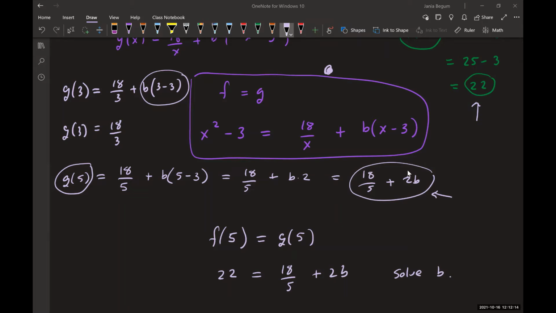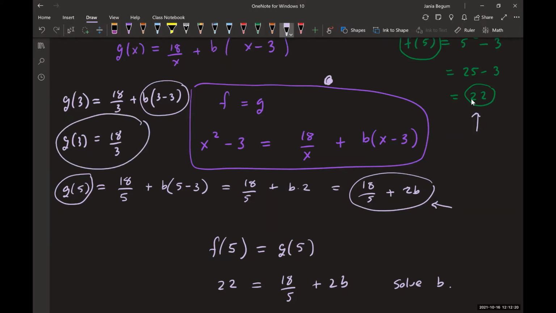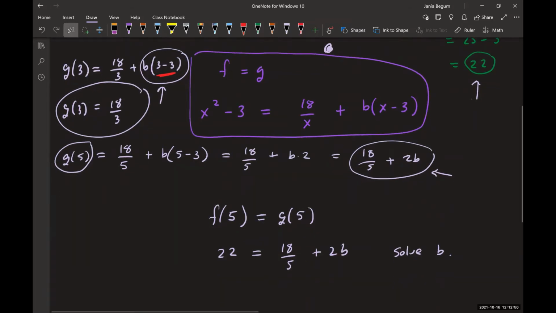Yes, but why did you choose to use 5 instead of 3? Oh, because here b doesn't survive, it's 0. So you can't really solve for b because b doesn't even come into the picture. We're solving for b such that these two functions are equal. When you plug in 3 into g, regardless of what b is, 3 minus 3 is 0. So the only way we can do it is by taking the second portion, f of 5, setting it equal to g of 5, and then simply solving for b algebraically.